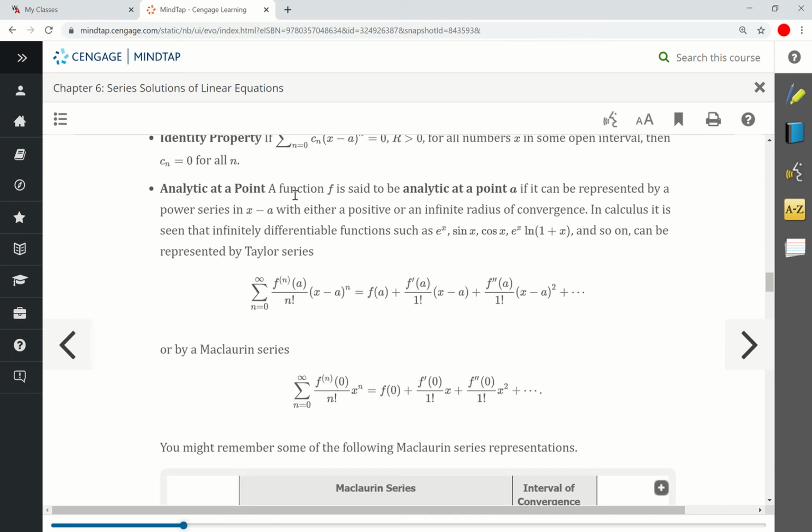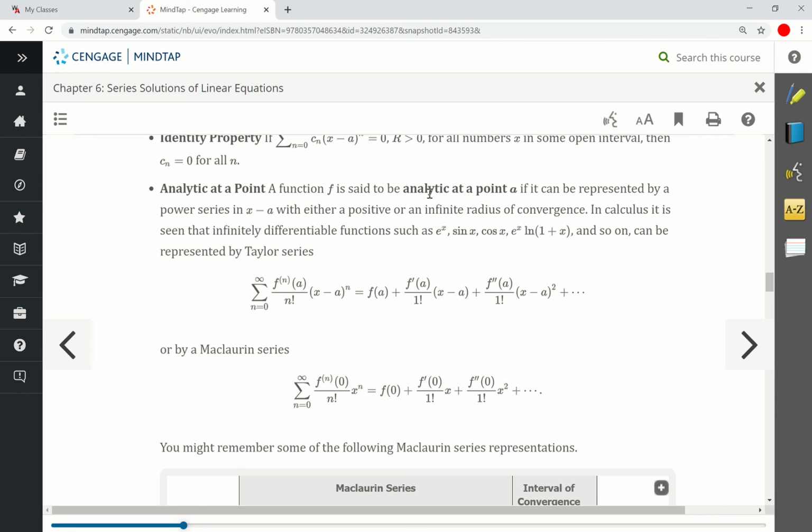The next thing we come to is an extremely important definition in higher mathematics, which is the concept of being analytic at a point. So please, in your notes, star this, make note of this. The property of being analytic at a point is extremely important. We say that a function f is said to be analytic at a point a if it can be represented by a power series in x minus a with either a positive or an infinite radius of convergence.